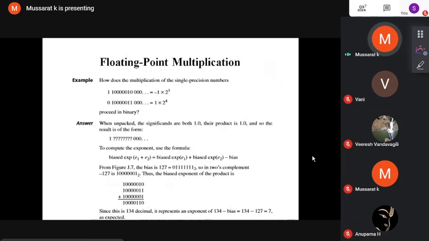Here these are the operands, this is one number and this is the other number. For floating point, when unpacked, the significands are both 1 and a 0, the product is 1, and so the result is of the form 1 point 0. To compute the exponent, we have a formula: biased exponent of E1 plus E2 equals biased exponent of E1 plus biased exponent of E2 minus bias.